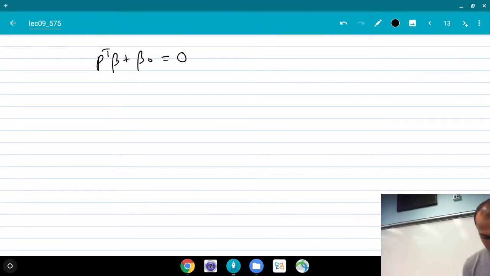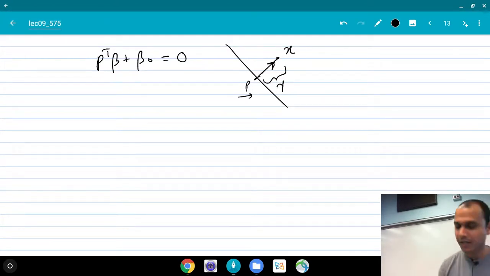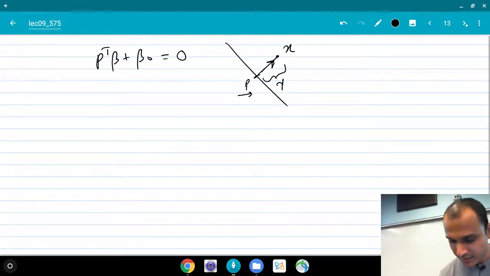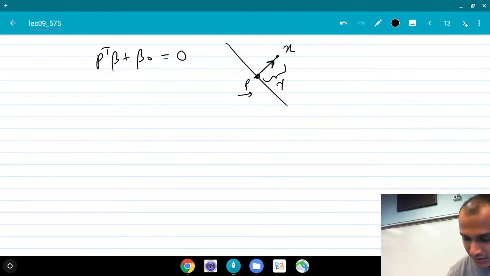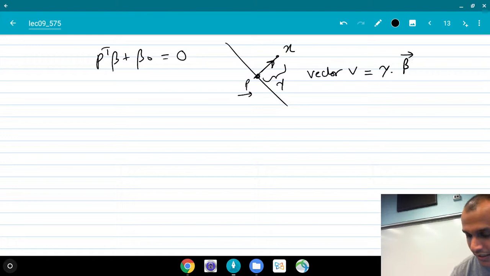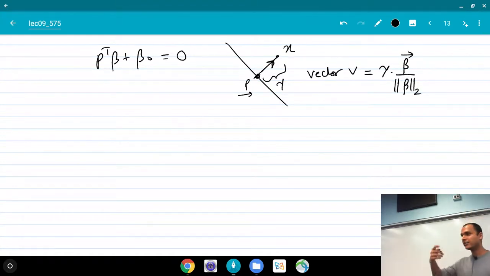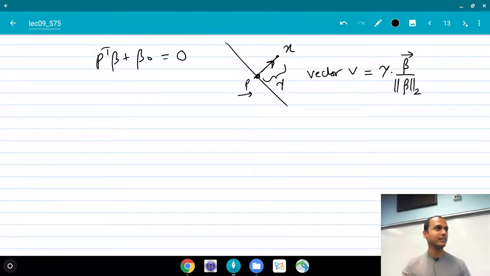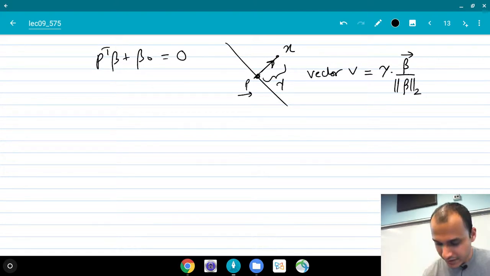Now what is this p vector? We have the same thing here, let's call it x p. So there's a vector here, right? Think of a unit vector times magnitude. The magnitude is going to be gamma, which we care about, the distance. And it turns out that this vector, let's call it vector v, is equal to gamma times beta vector divided by the 2 norm of beta vector. So beta by norm of beta is just a unit vector. This vector v is connecting these two vectors, x and p.